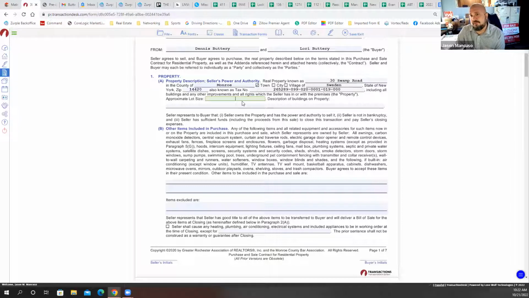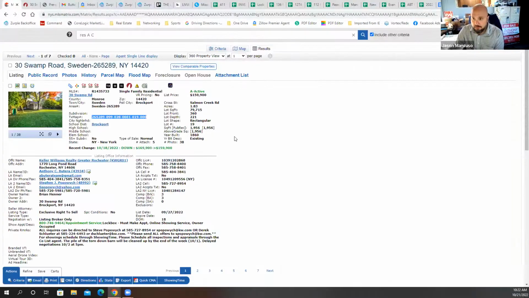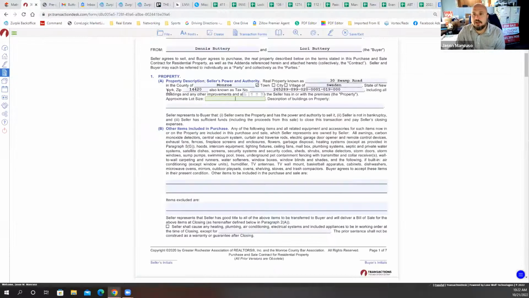This is something that needs to be filled in as well. Approximate lot size. It does not auto populate. So we're going to go back to the MLS listing. We see it's 1.83 acres. And we're going to add 1.83 acres. Easy enough.